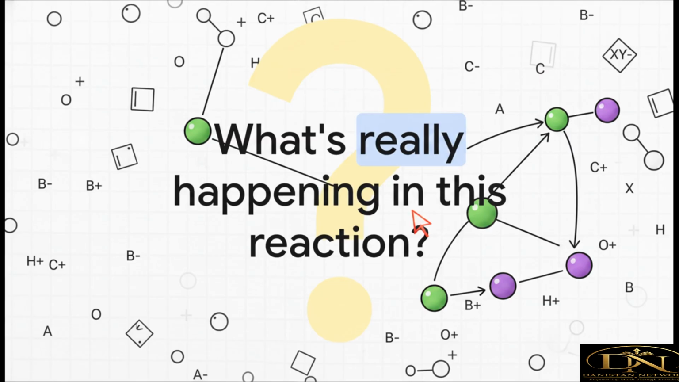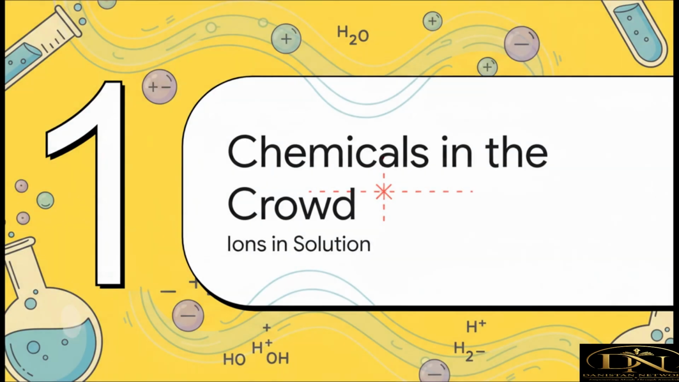Don't get me wrong, full chemical equations are totally accurate, but they're often super cluttered with chemicals that are just, well, they're just hanging around, not actually doing anything. So how do we filter out all that noise? Okay, to find the main action, first we've got to understand our cast of characters.